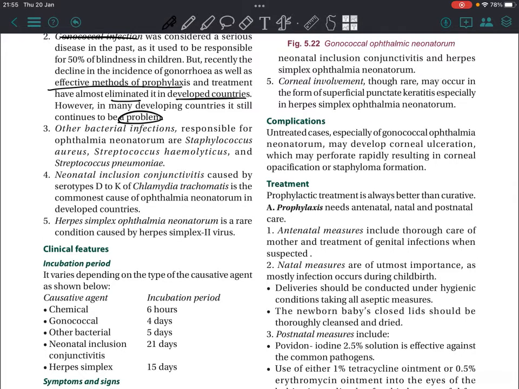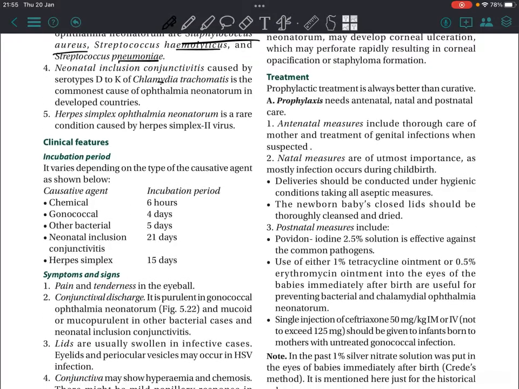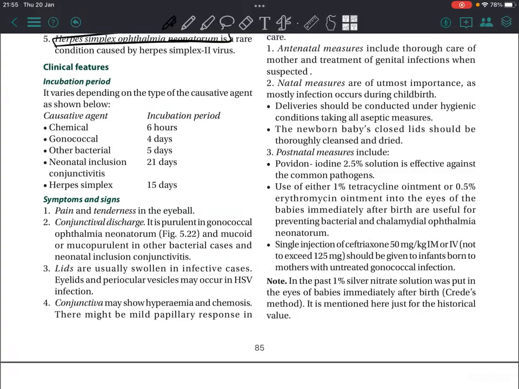Other bacterial infections responsible for ophthalmia neonatorum are Staphylococcus aureus, Streptococcus hemolyticus, Streptococcus pneumoniae, etc. Chlamydia trachomatis is also responsible. Herpes simplex ophthalmia neonatorum is a rare condition caused by HSV2.